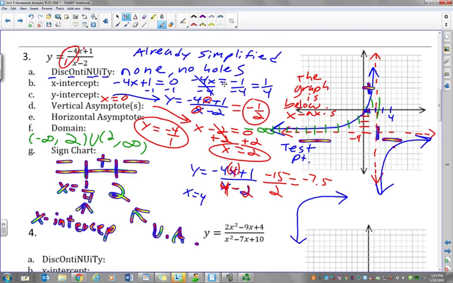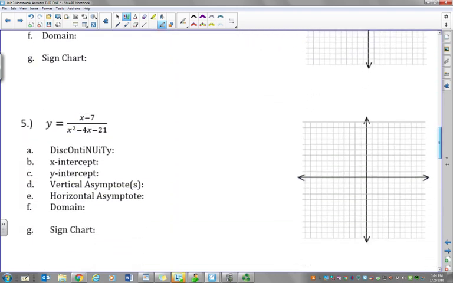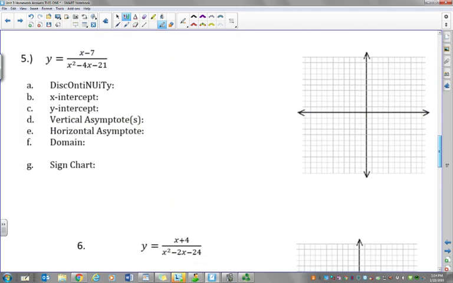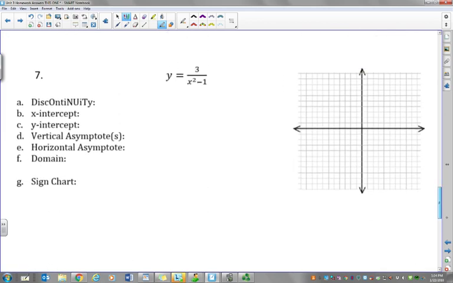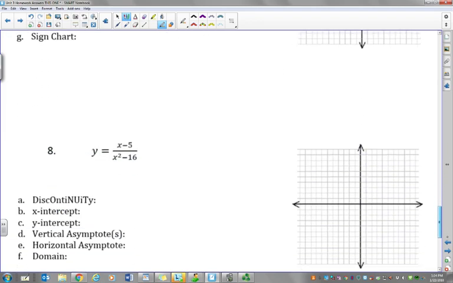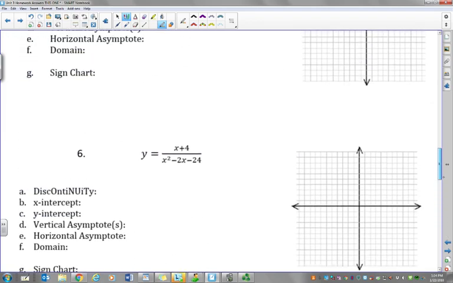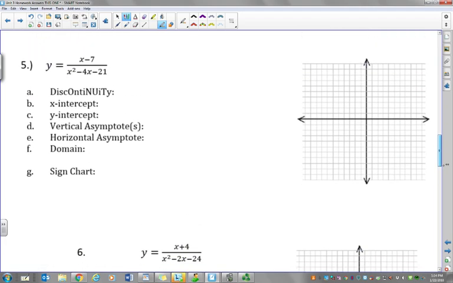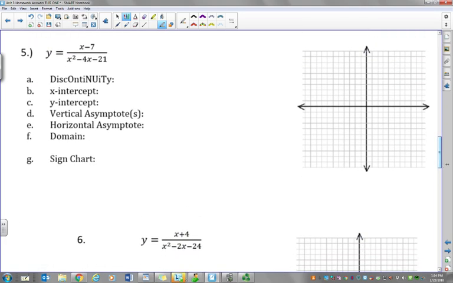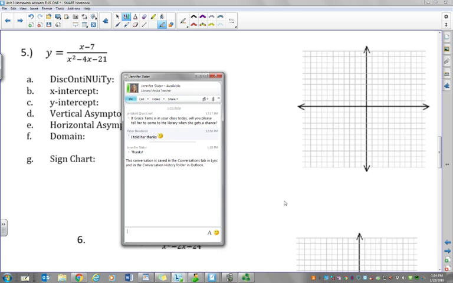Then we'll do maybe a harder one here. Let's see. Ooh, number 5, pretty good. Number 7. Ooh, number 8. Let's try number 5. That looks like a pretty nice one. Just double checking this real fast. Boom. Thanks.